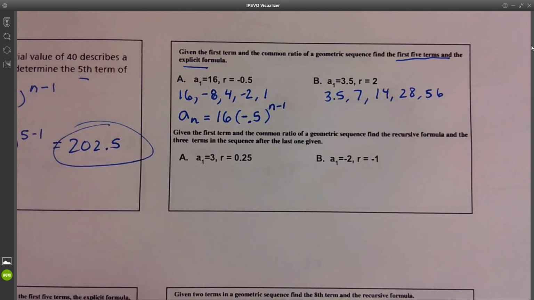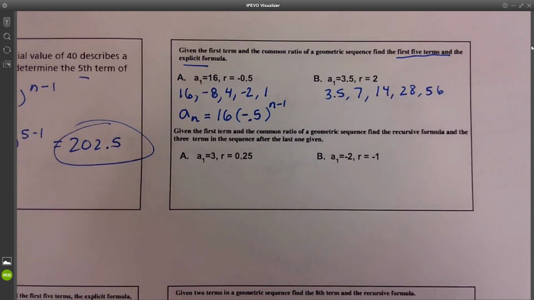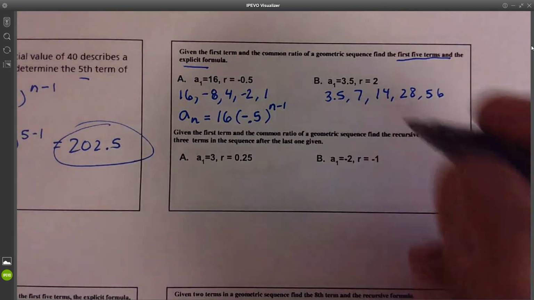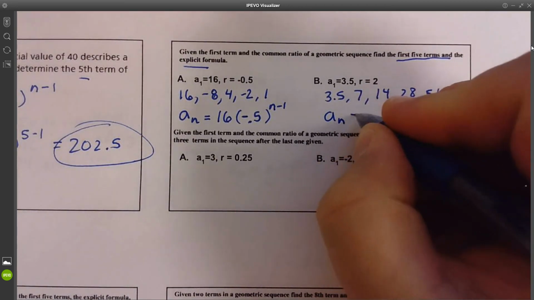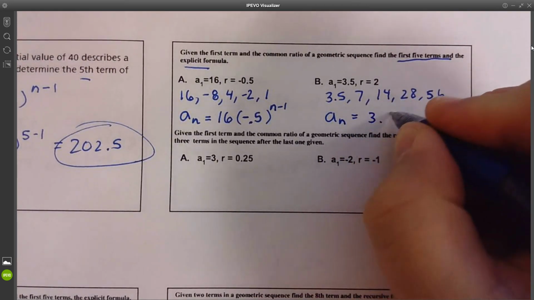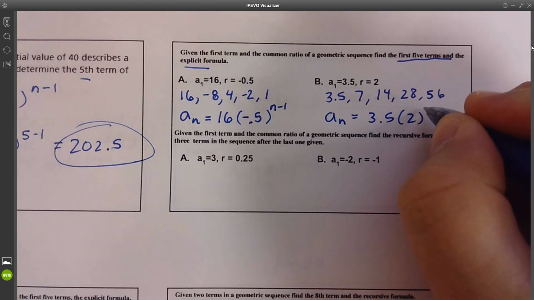Someone want to tell me the explicit formula? Yeah. A n equals 3.5 parentheses 2 to the power of n minus 1. Brilliant.